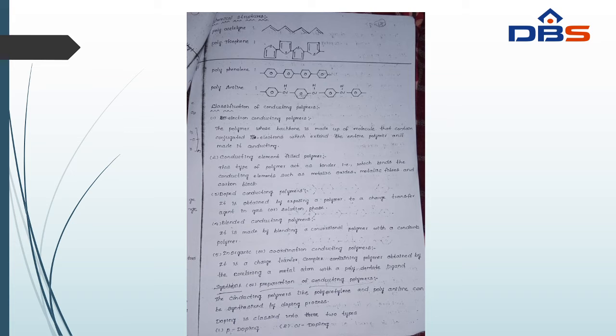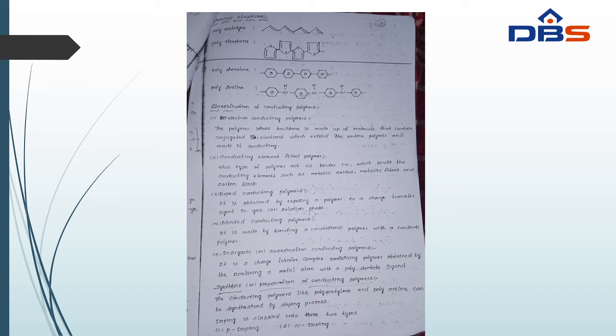And third one, doped conducting polymers. It is obtained by exposing a polymer to a charge transfer agent in gas or solution phase. That is called doped conducting polymers.